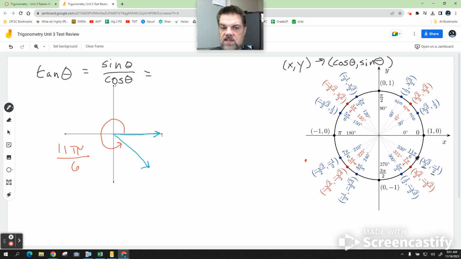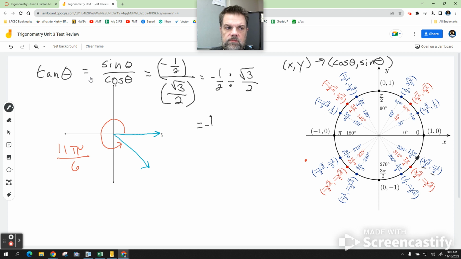So I'm going to write this as negative 1/2 all over, so that's a fraction, all over the other fraction, which is the square root of 3 over 2. So this is also like a division problem. It's kind of like saying negative 1/2 divided by the square root of 3 over 2. But you have to remember that when you divide by a fraction, you actually multiply by the reciprocal.